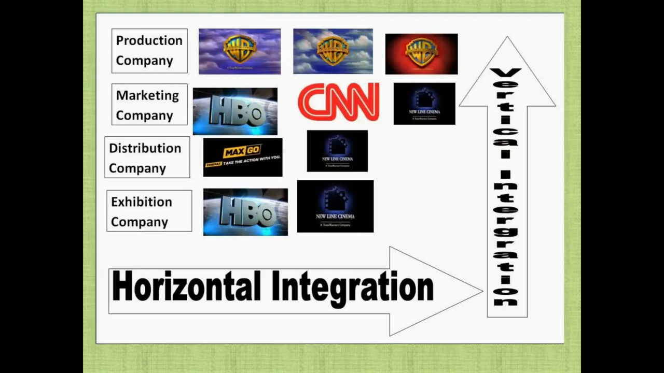Again, remember, these are some examples of those things. Warner Brothers is a production company. They own a bunch of stuff. Marketing companies like HBO, CNN, New Line Cinema, distribution company. You can see Cinemax, New Line Cinema, exhibition company, HBO, New Line Cinema, and so on. So this gives you an example of both.